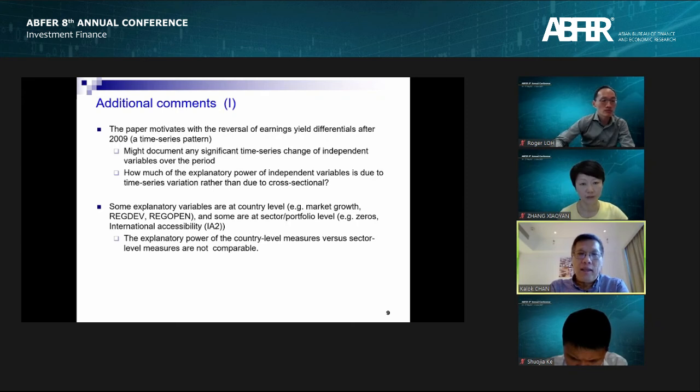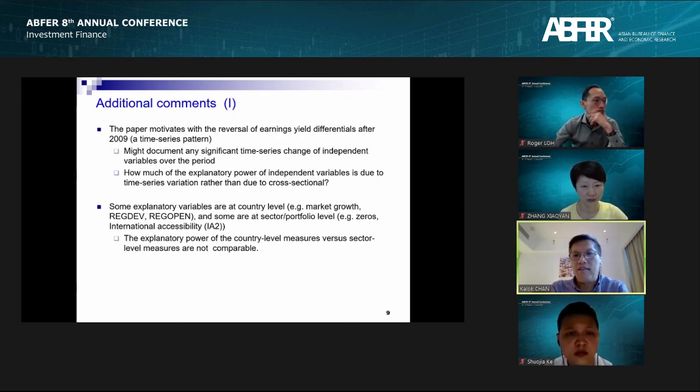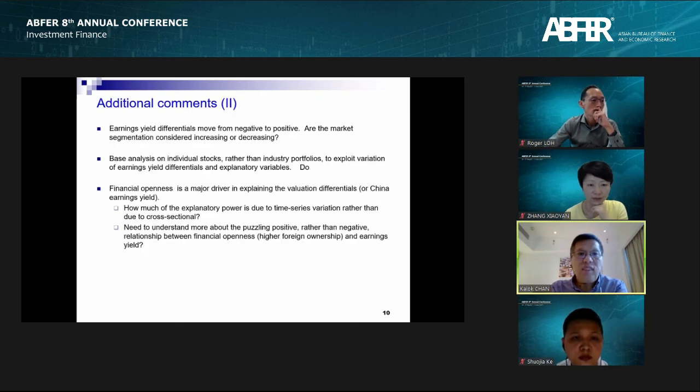The second comment I have is that some explanatory variables are constructed at the country level and some at the sector and portfolio level. But in the analysis, they try to compare the explanatory power. I'm not really sure whether they are strictly comparable, because clearly the country-level measures are not able to explain the cross-sectional variation. So how do we make these comparisons on the same yardstick?